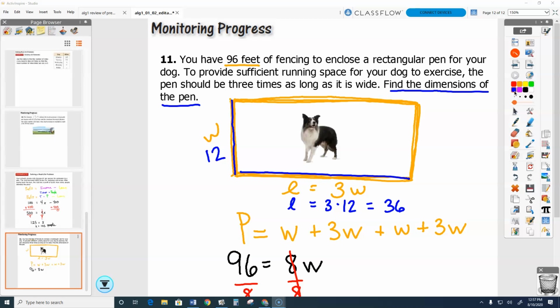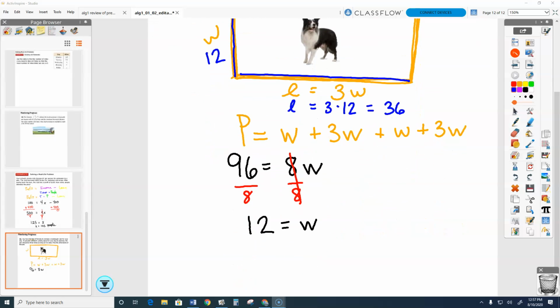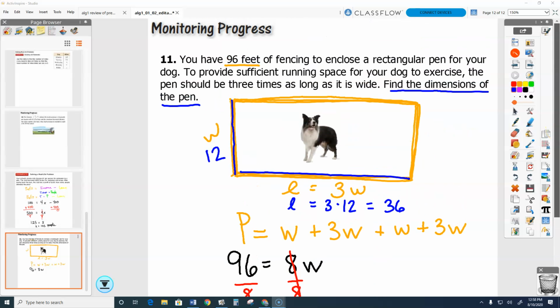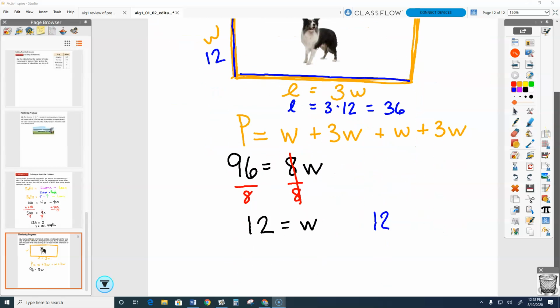So my final answer, the dimensions of the pen, is going to be 12, was that inches, right? No, it could be inches. That could be a really tiny dog. Feet. Okay, so it's going to be 12 feet wide and 36 feet long.